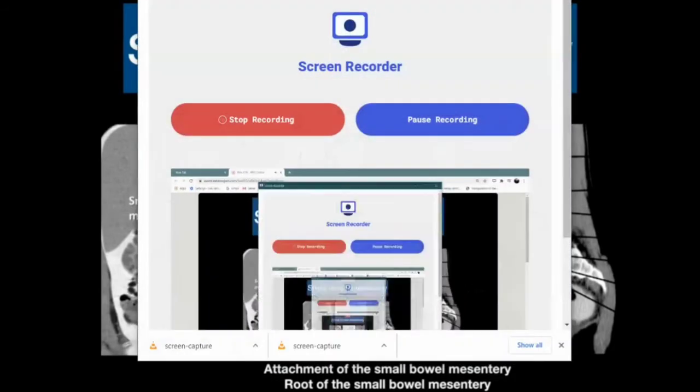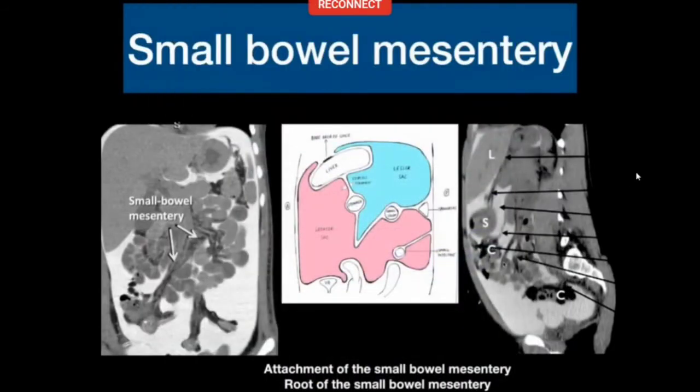So the small bowel is suspended from the posterior abdominal wall by a fold of peritoneum, which is known as the mesentery, into which the vessels and lymphatics and fat is also present, and the vessels supply the small bowel through the mesentery. Okay.